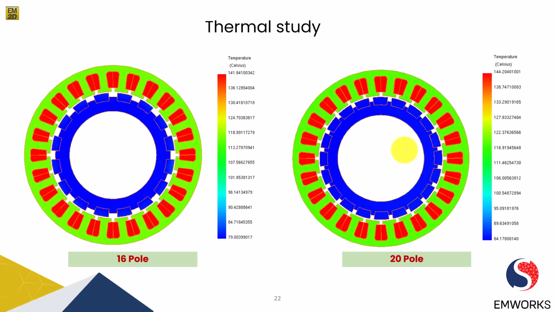Next we have a thermal study done in both the cases, for the 16 pole design and the 20 pole design, and more or less the temperatures are almost the same for both motors. We know the heat source is the windings, and we did a steady state analysis where all the windings were excited together to compute the temperature. We can see that the temperatures are well within the limit of the insulation: 144 degrees Celsius in case of 20 pole and 141 degrees Celsius in case of 16 pole.